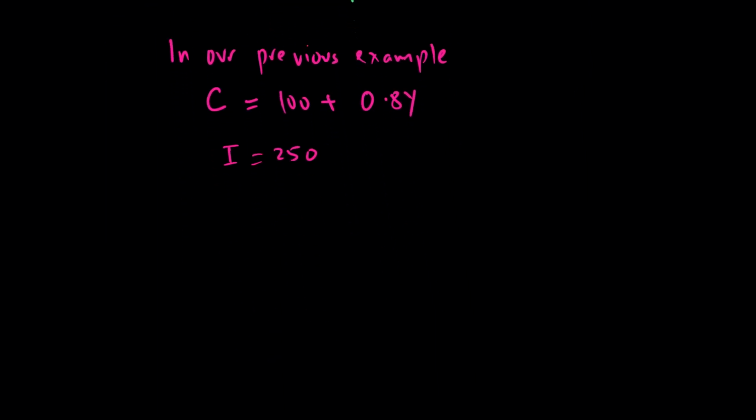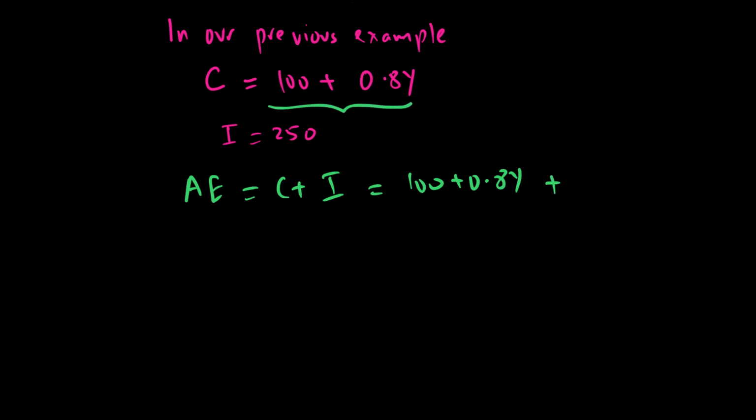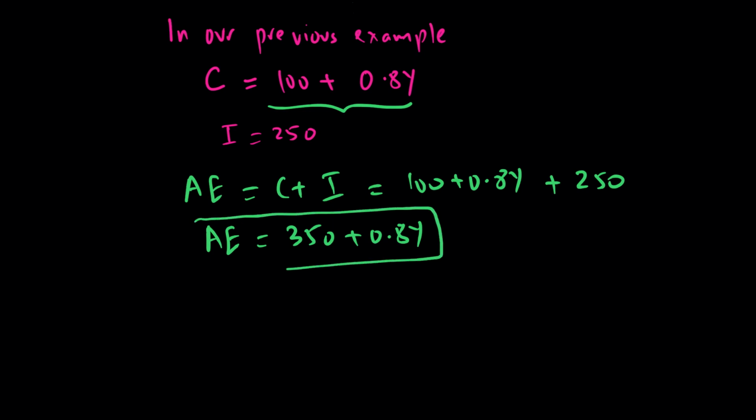Now, how will this change my equation if I have I equal to 250? We say that AE now becomes C plus I, which is equal to 100 plus 0.8y, which is the C component, plus 250, which is my investment. So my AE becomes 350 plus 0.8y. This becomes my aggregate expenditure function.